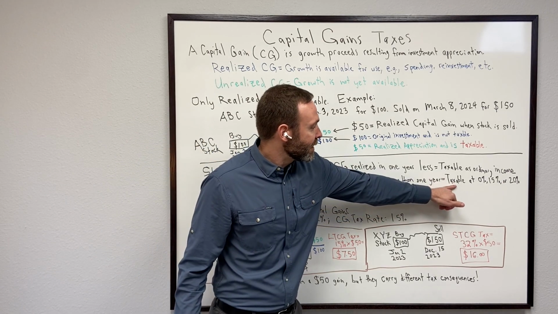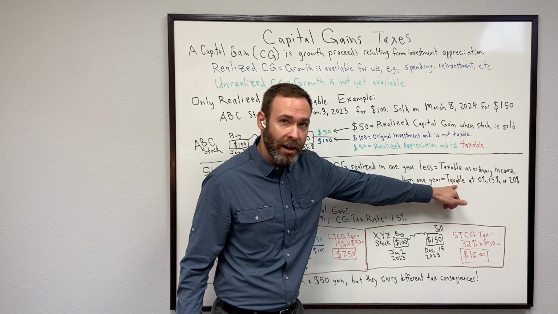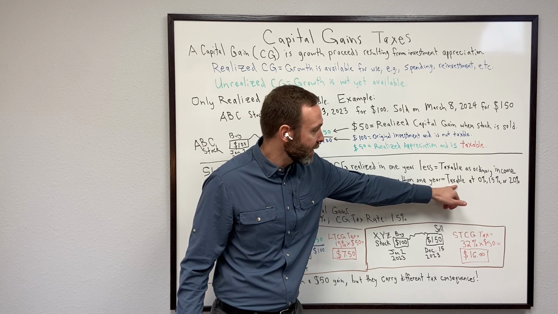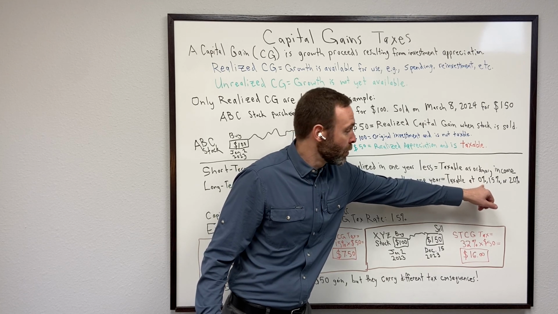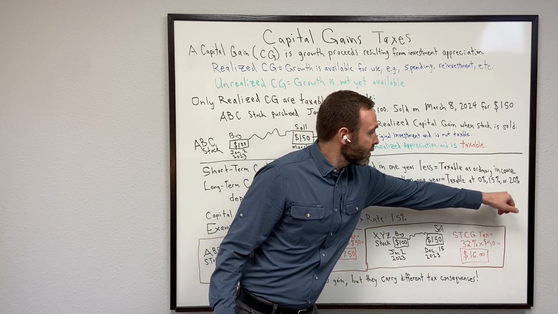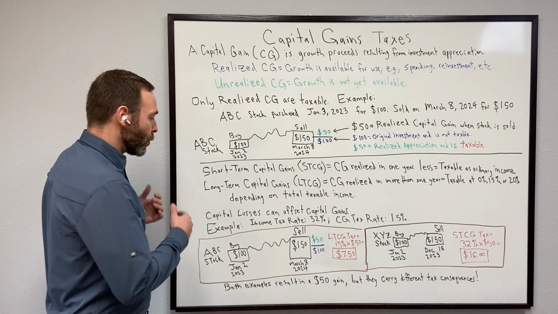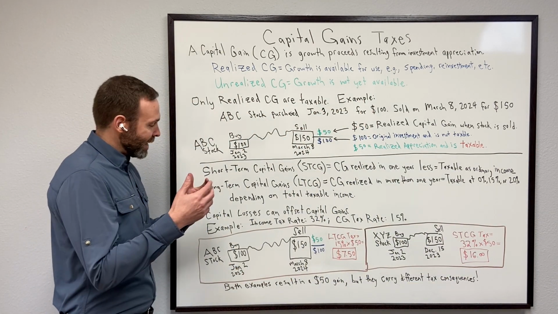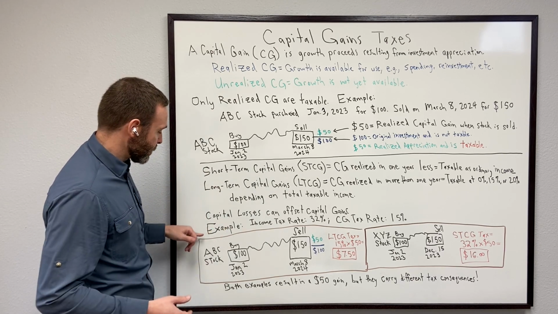And the tax rate is a discounted tax rate, and it's dependent on your total taxable income, but the tax rate can be anywhere from 0, 15%, or 20%. So as a side note, capital losses can offset capital gains.